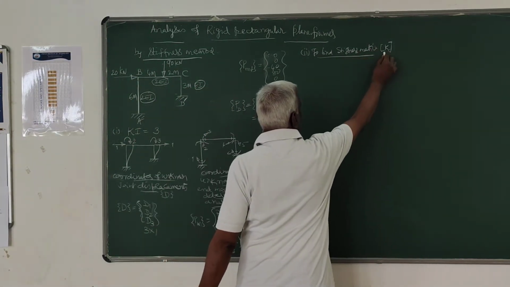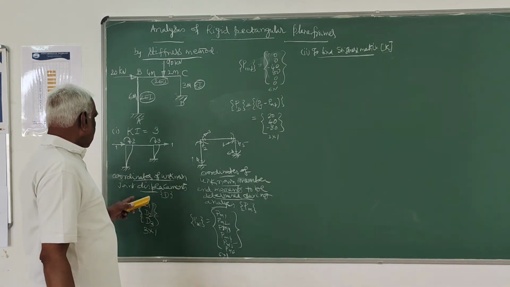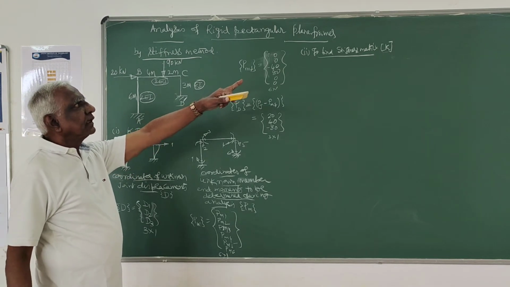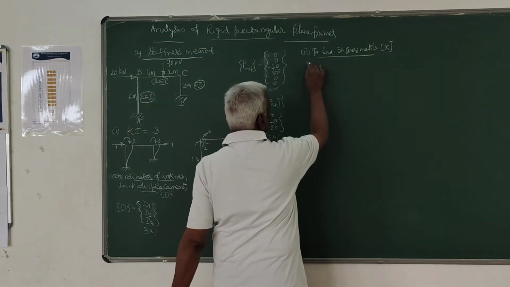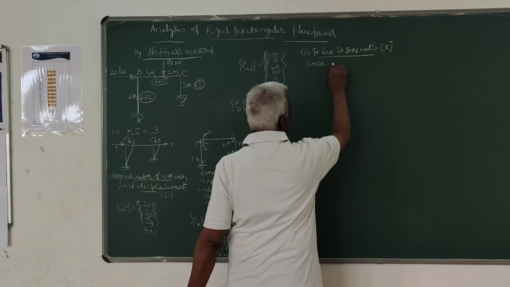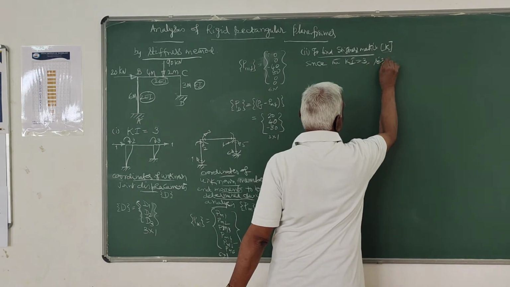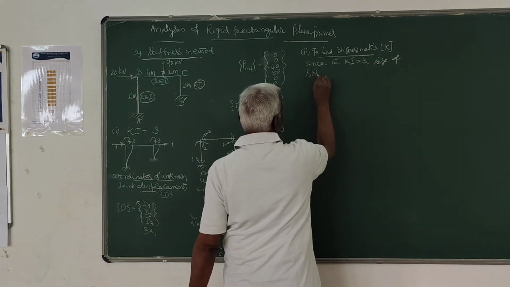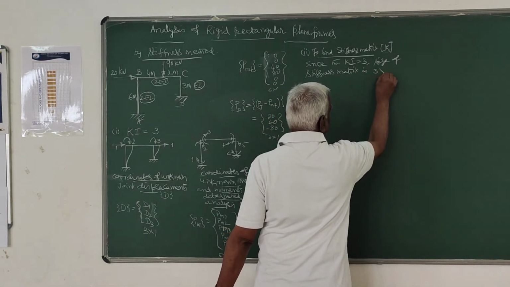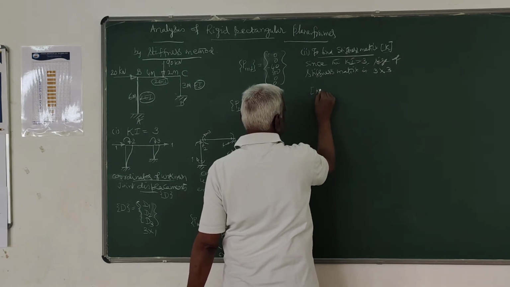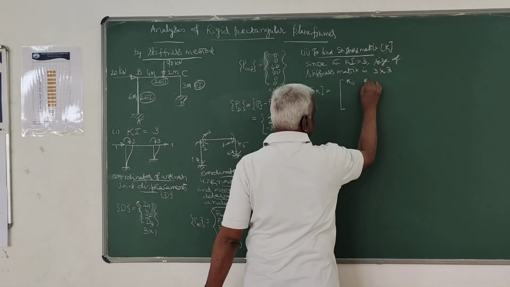Here first of all, the size of the stiffness matrix you have to determine. That I told you, since kinematic indeterminacy is 3, the order of the stiffness matrix is 3 by 3. So that is the first step you have to do. You can write it as a 3 by 3 matrix like this.